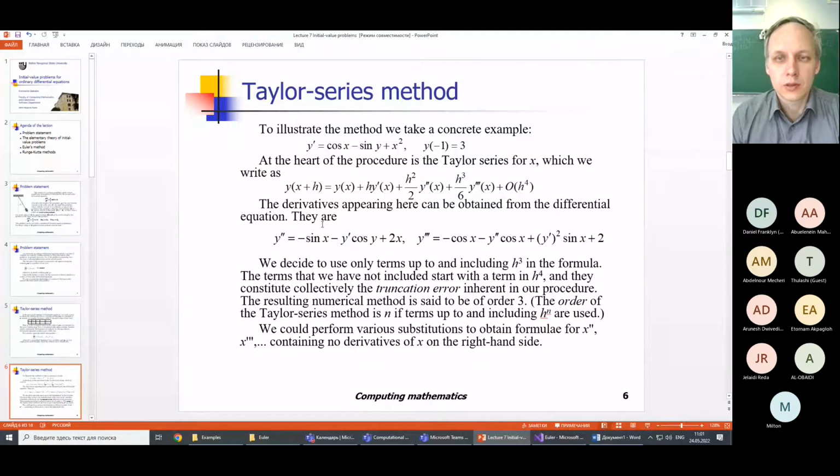Well, to illustrate the method, let's consider some concrete example. I told you that the right-hand side can be any function f of x and y. In a particular case, y prime can be cosine x minus sine y plus x squared. So this is the right-hand side. And the initial condition is y of minus 1 equals 3.